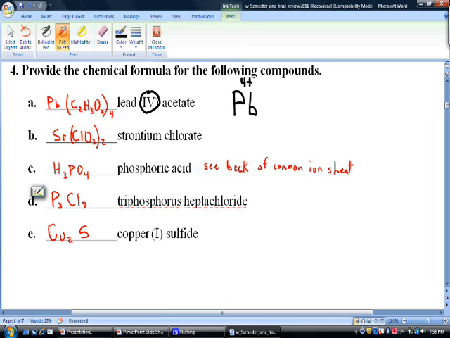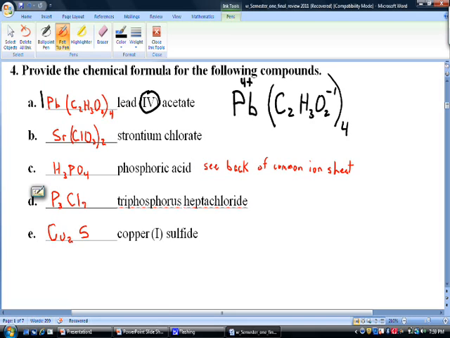So if we have the acetate ion, and there are several ways to write acetate, you can use either of them, I'm going to use C2H3O2 with a -1 charge. Well, if these charges are going to add up to 0, we have to have 4 of these. That's the reason for the parentheses and a 4 out here to indicate we have 4 of these polyatomic ions.